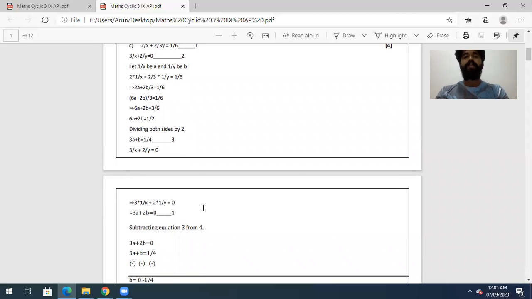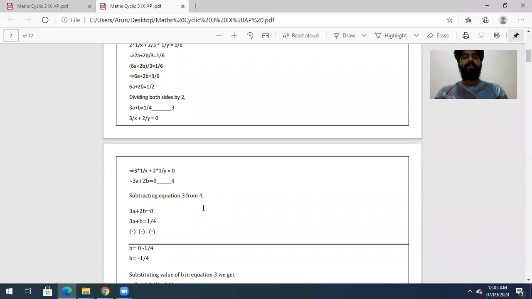Going on to the second equation, 3 by x plus 2 by y is equal to 0. So you substitute 1 upon x as a, 1 upon y as b. So we have 3a plus 2b is equal to 0, equation number 4. Now you will subtract equation 3 from equation 4. So we have 3a plus 2b is equal to 0, minus 3a plus b is equal to 1 by 4. So 3a minus 3a cancels. 2b minus b is equal to 0 minus 1 by 4. We have b is equal to minus 1 by 4.